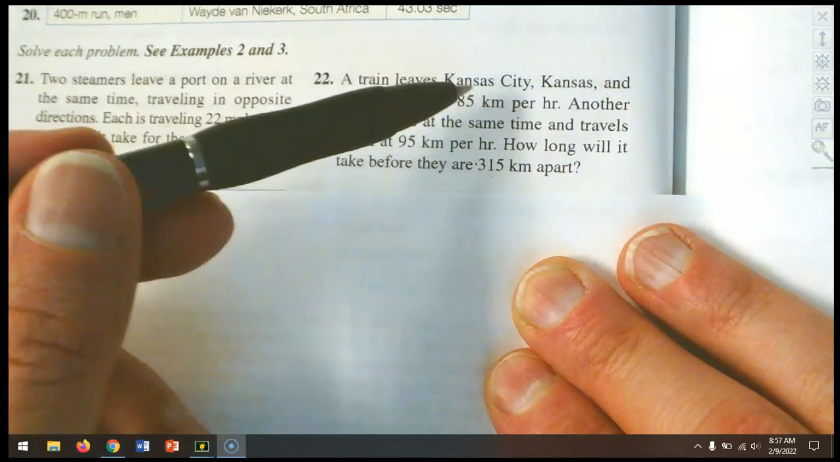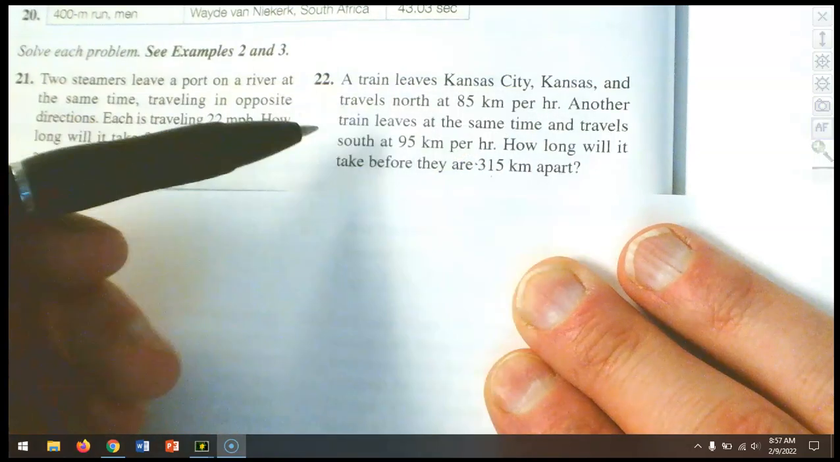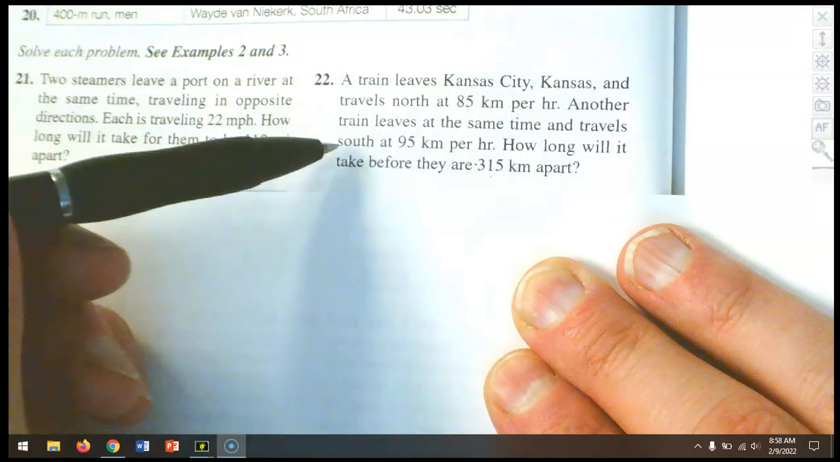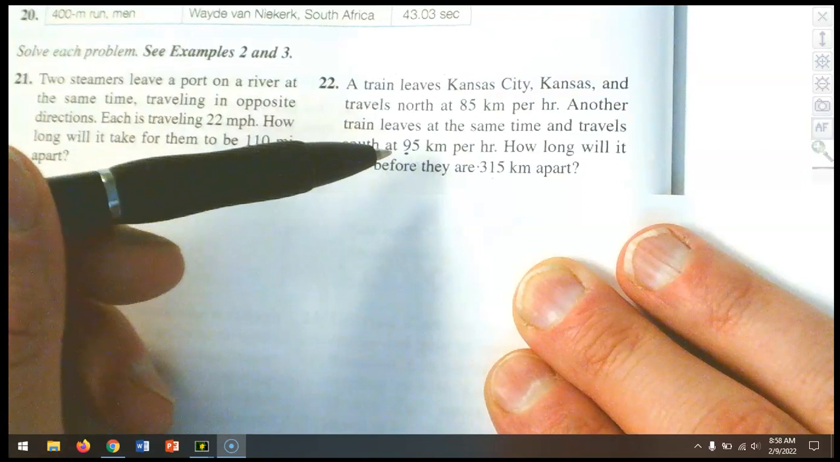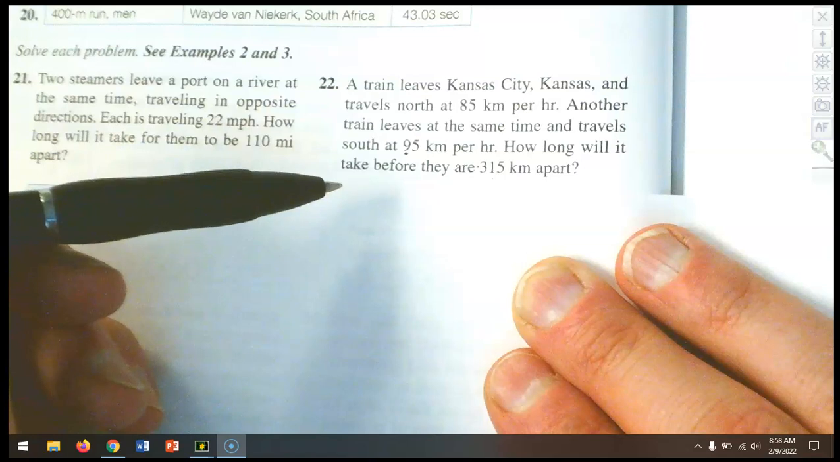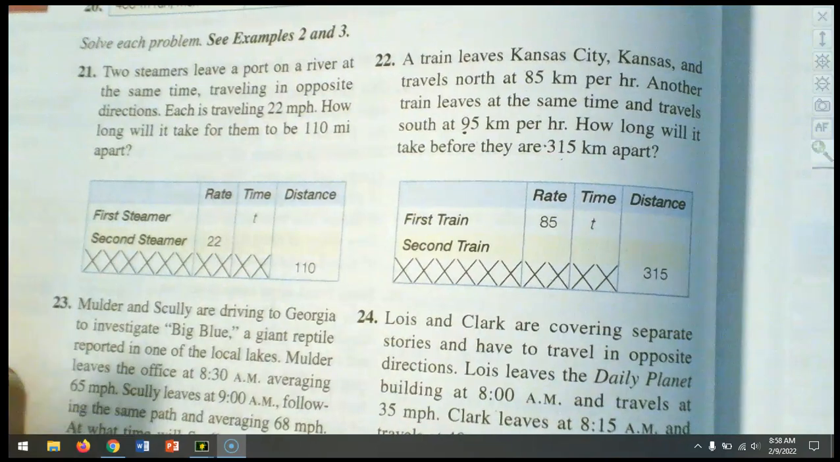A train leaves Kansas City, Kansas, and it travels north at 85 kilometers per hour. Another train leaves at the same time, and it travels south at 95 kilometers. How long will it take before they are 315 kilometers apart? So when I come to this type of question, this is a distance question, and that means I've got to figure out first if it's addition or if it's subtraction. Okay, so let's draw our diagram so that we can see what we've got.